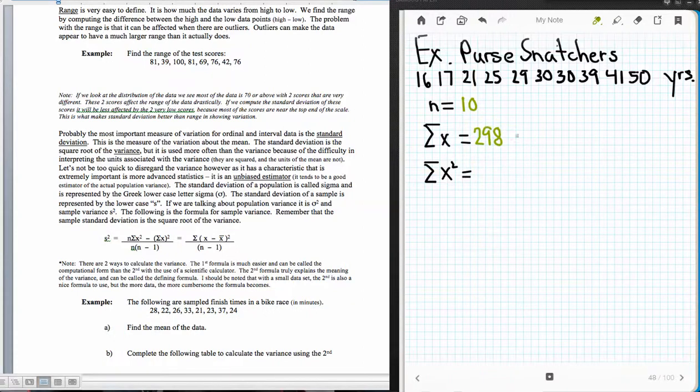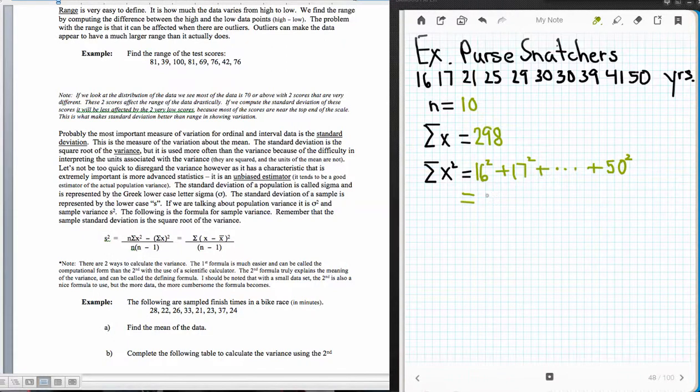Now the sum of the x squareds, these things are exactly what they say they are. They're the x squareds and then they're summed. So what this means is it's going to take the 16 and square it. And then it's going to take the 17 and square it. And then it's going to take the 21 and square it, and the 25 and square it. And it's going to go so on and so forth all the way down until it has 50, and it's going to square it. Now if we had to actually go and do that, that would be quite a process, wouldn't it?